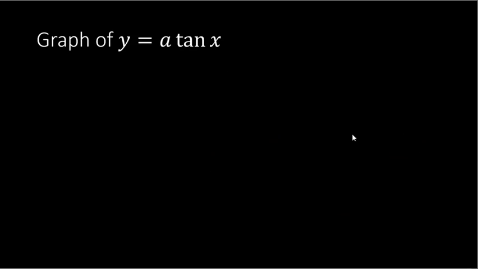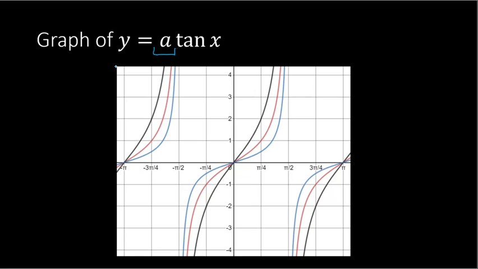So talking a little bit more about the graph of a tangent function, we mentioned the amplitude. The amplitude, just like with cosine and sine, is determined by this number out here. So the amplitude is going to be the absolute value of that number. So here we see 3 different functions. Here in red we have our regular tangent function, and then in black we have the y equals 2 times tangent of x function. And then in blue we have y equals 1/2 times tangent of x function.